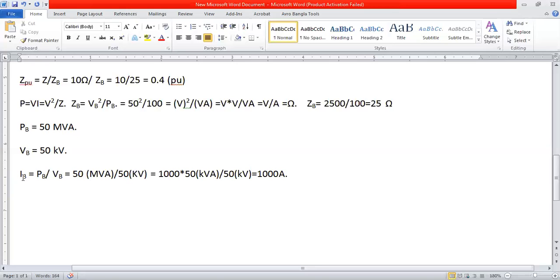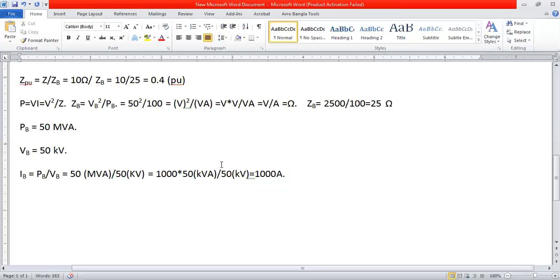So how can we find this current base? By dividing the power base by the voltage base. Here the power base is 50 megavolt ampere, so if we convert it to kilovolt ampere, we multiply 50 by 1000 and divide by the voltage base, that is 50 kilovolt. So finally the base value of current we'll find in ampere unit.